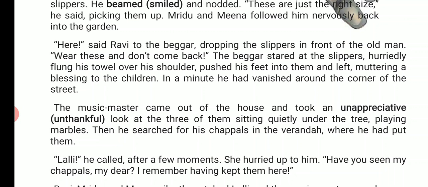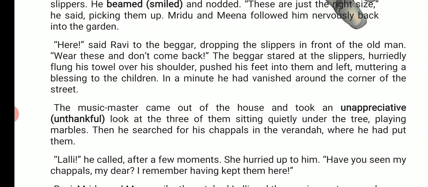"Here," said Ravi to the beggar, dropping the slippers in front of the old man. So now Ravi said, okay, take this chappal, and he dropped the chappal in front of the beggar. "Wear these and don't come back." So he said, just wear this chappal and no need to come back again to this house.